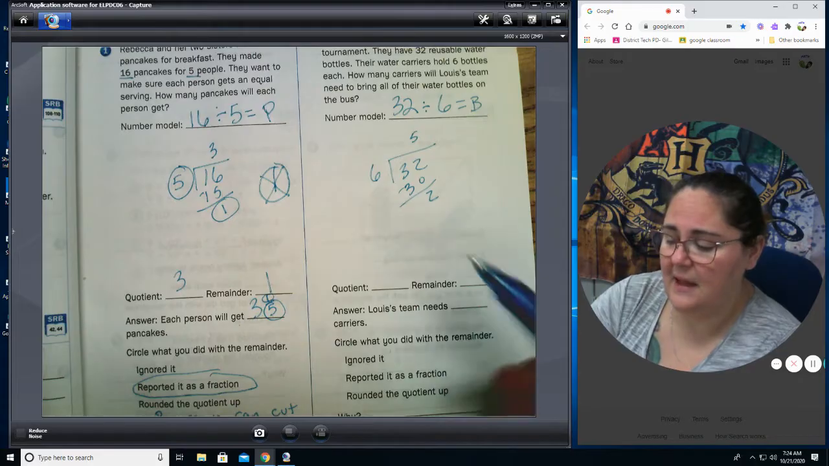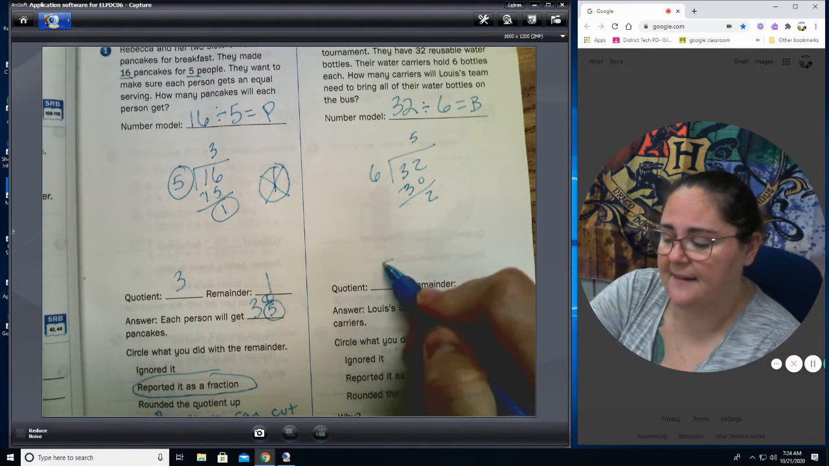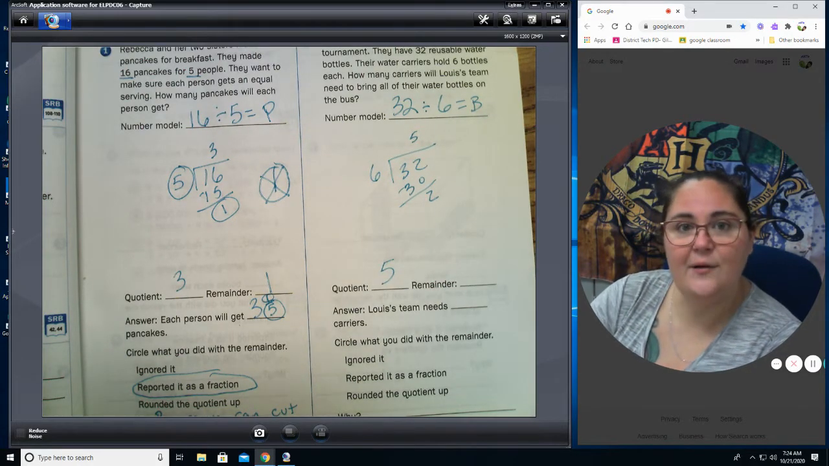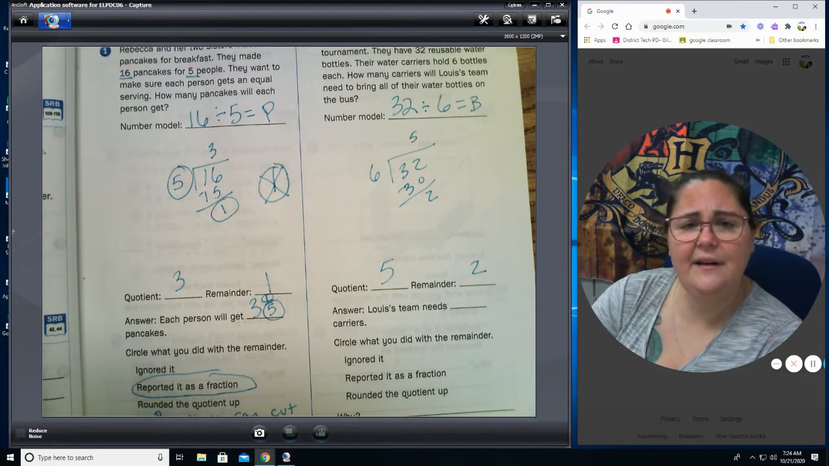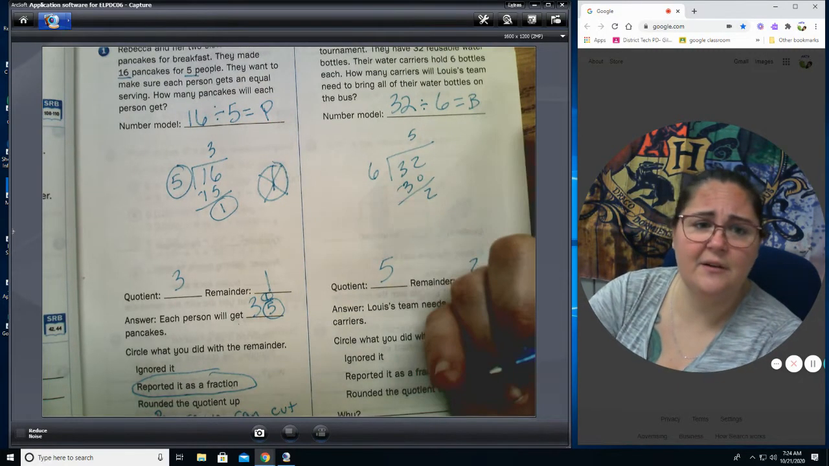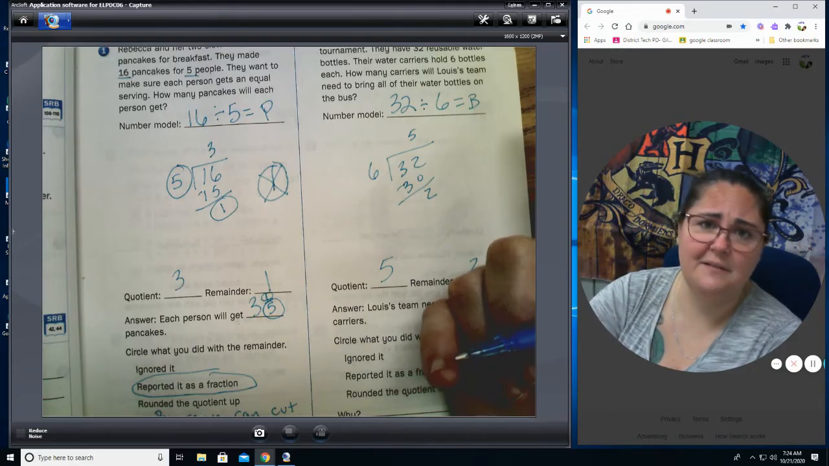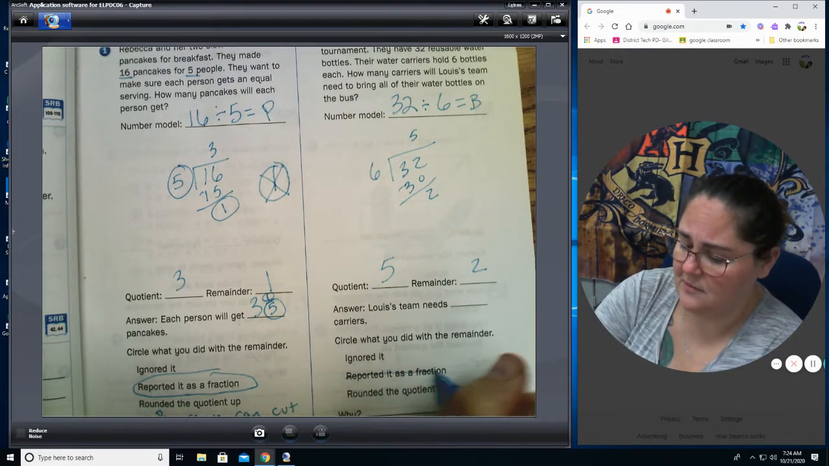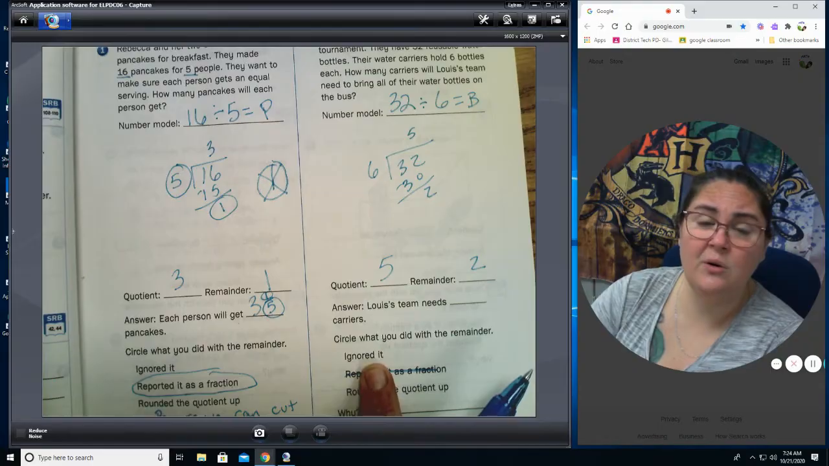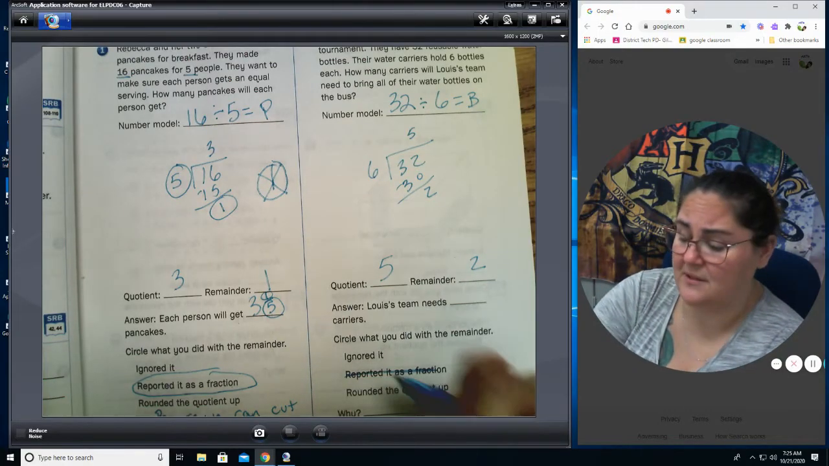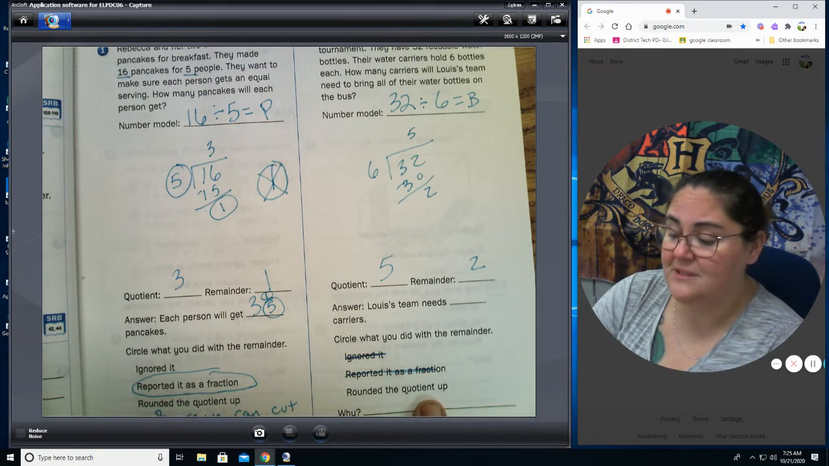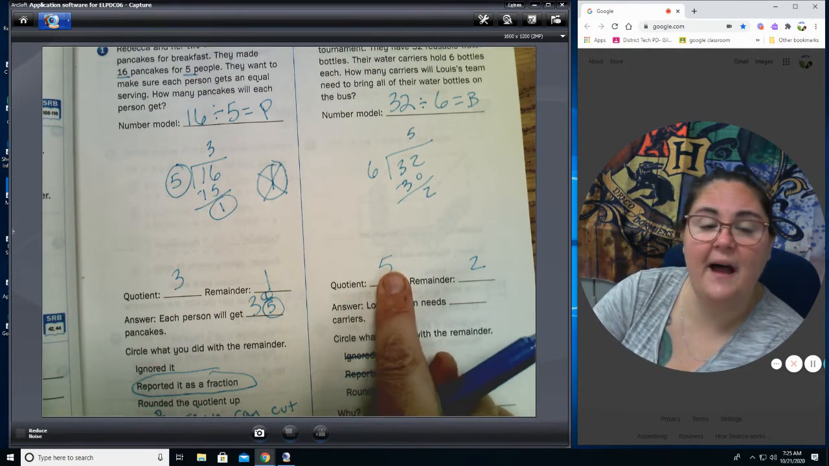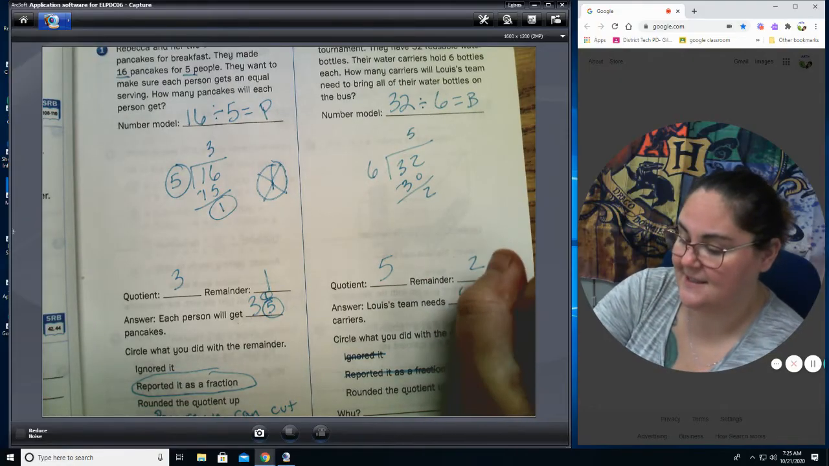All right, think about that. Let's write our quotient. Our quotient is 5. Our remainder is 2. How many carriers should I get? I can't break the carrier into pieces, so I can't make it into a fraction. So that's a no. I can't ignore it because I can't leave extra water bottles here. We're going to need them for the kids. So that's a no. That means I have to round it up. So my quotient from 5 goes up to 6.